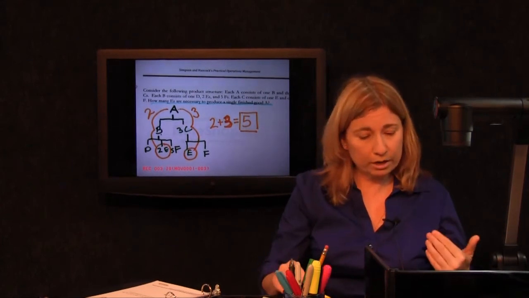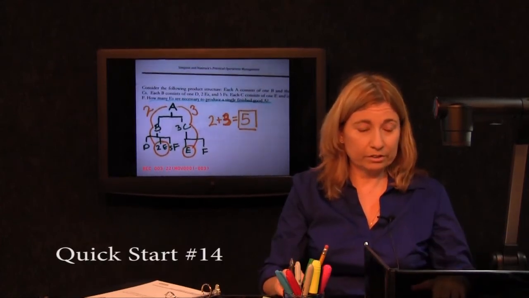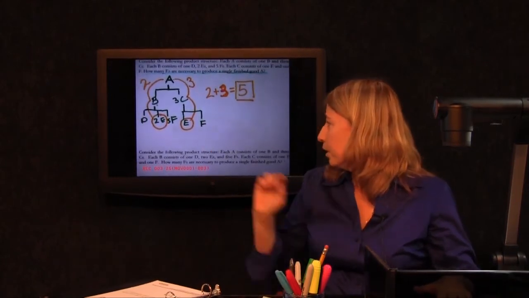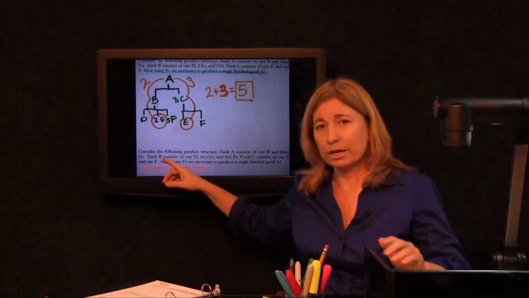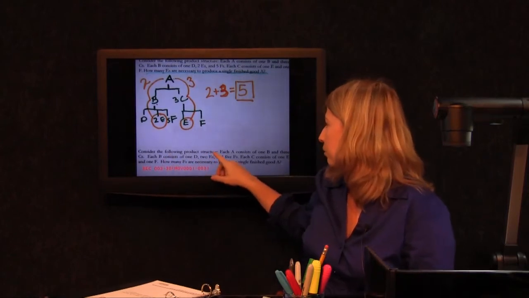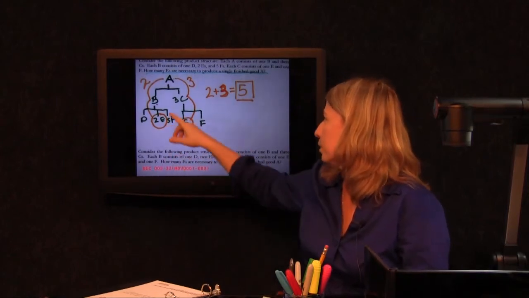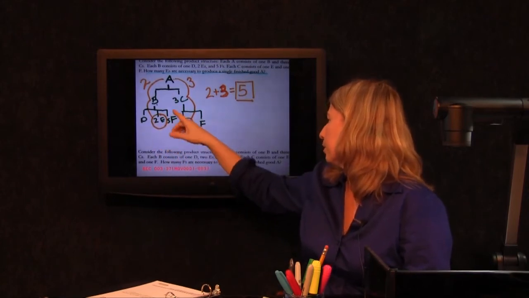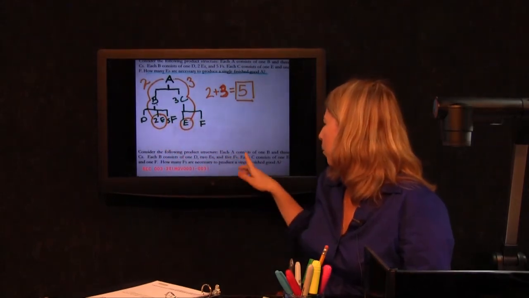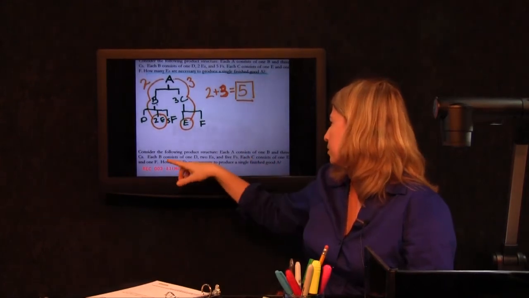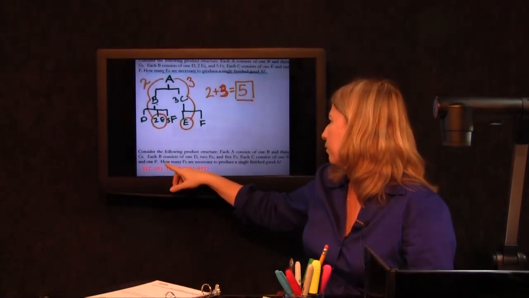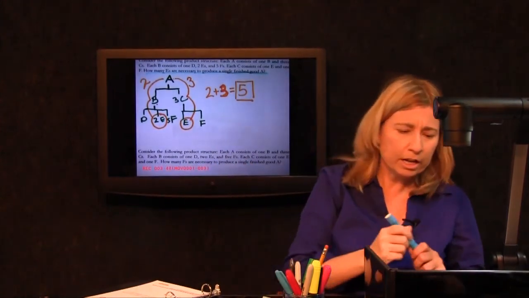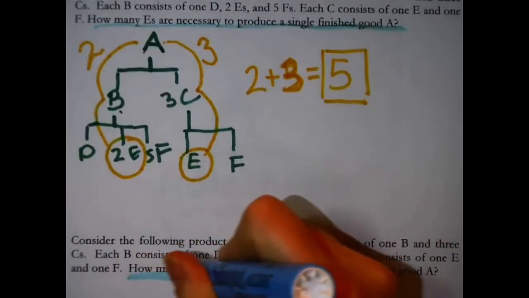Now the question after that is highly similar. For practice, you can draw the diagram again, but this is actually the same diagram being described here. Consider the following product structure. Each A consists of 1 B and 3 C's. We have that. Each B consists of 1 D, 2 E's, 5 F's. We've got that. Now wait a minute, the only thing that's different here, each C consists of 1 E and 1 F. How many F's are necessary? That's the only part that's different. It's just asking about a different component.